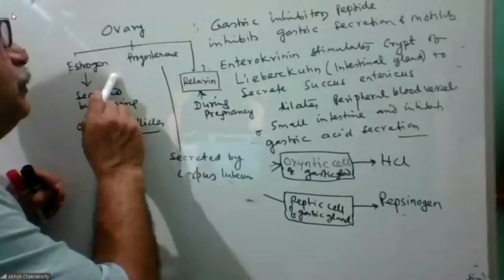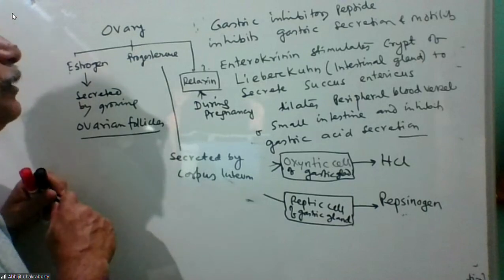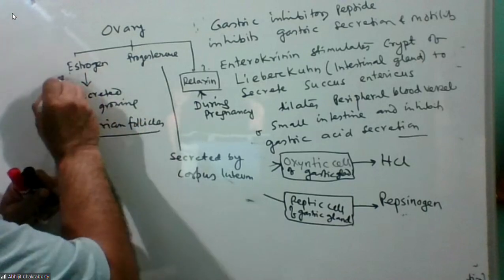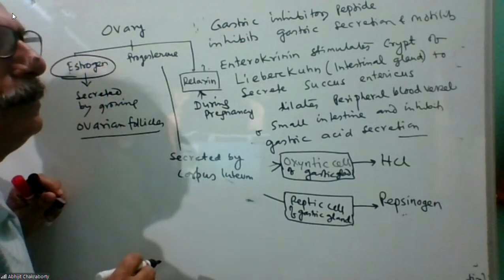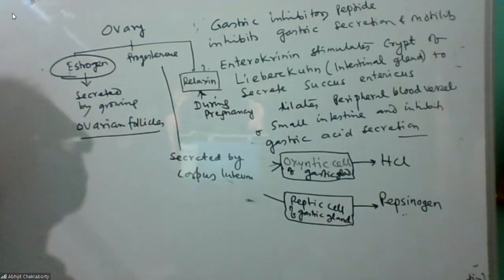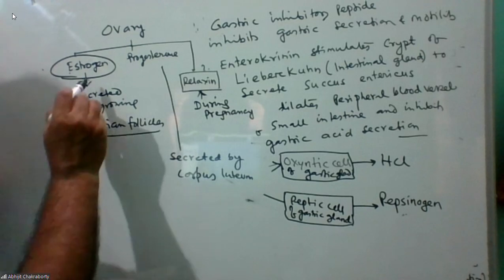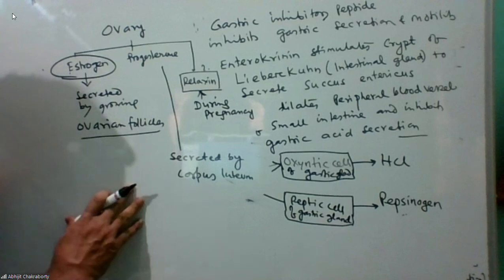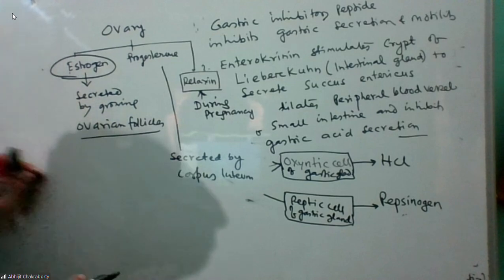Estrogen stimulates the development of secondary sexual organs in females. First thing. Secondly, it stimulates growth of the mammary gland. It stimulates development of the growing ovarian follicles, and controls female sexual behavior.